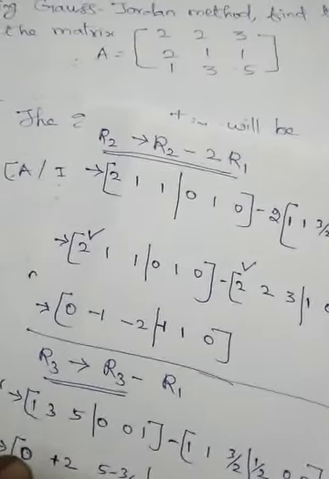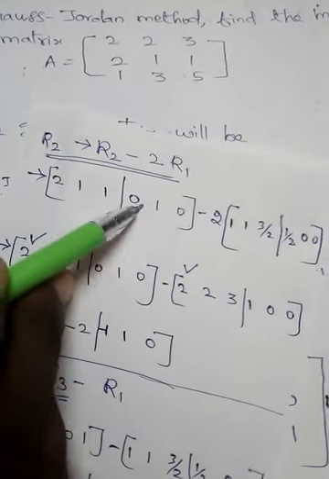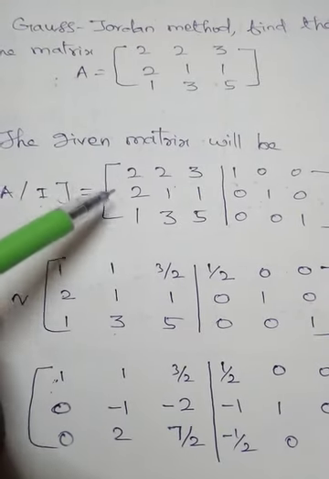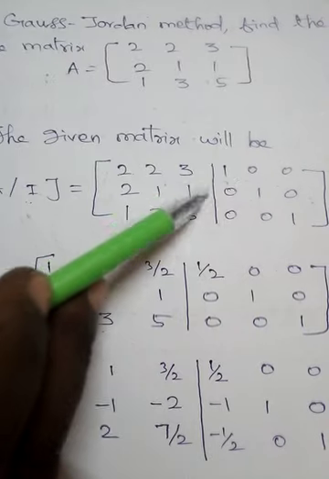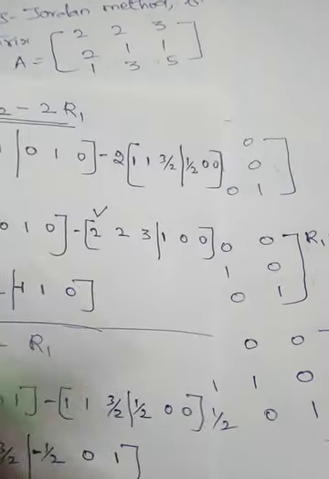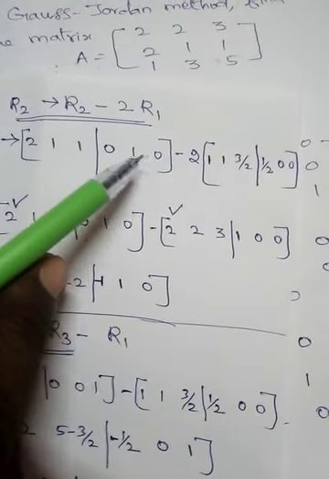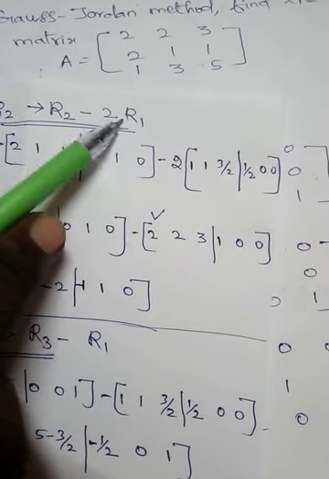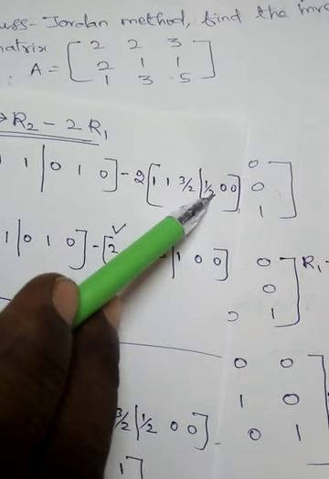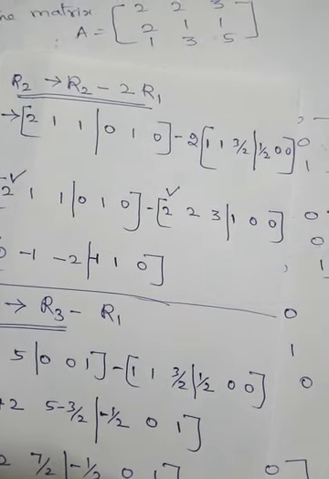See this. This is R1. This is R2: 2 1 1 0 1 0. I took this R2, this second row. So I have taken here R2, 2 1 1 0 1 0, minus 2 into R1. R1 I have taken here: 1 1 3 by 2 1 by 2 0 0. Just doing multiply and subtraction. That's all. Very, very simple.